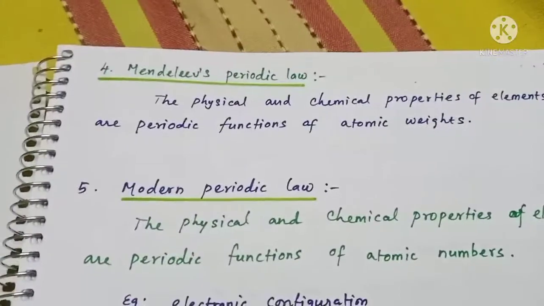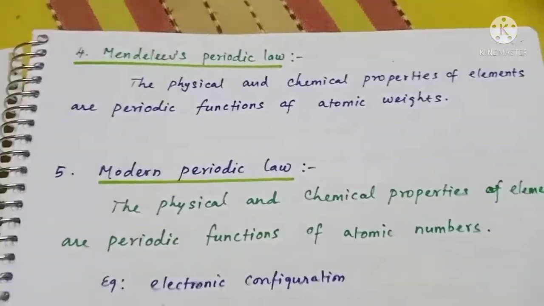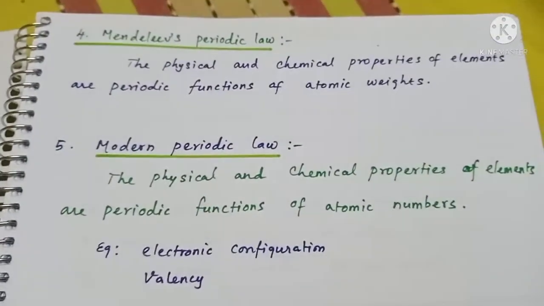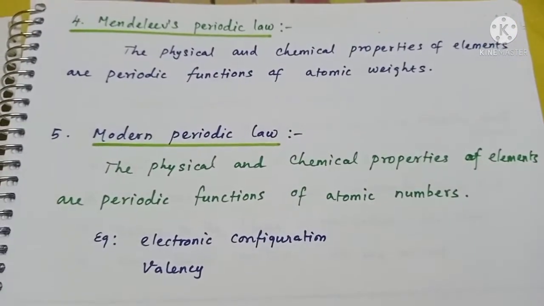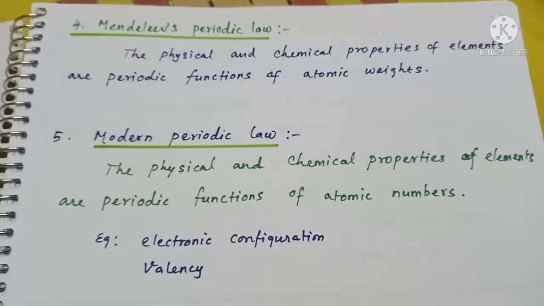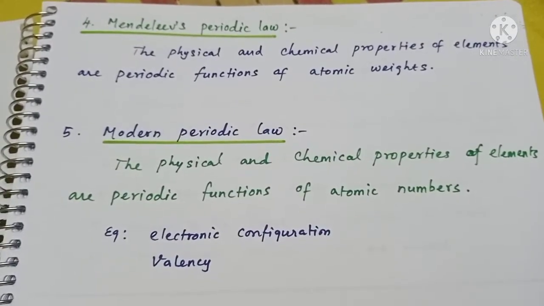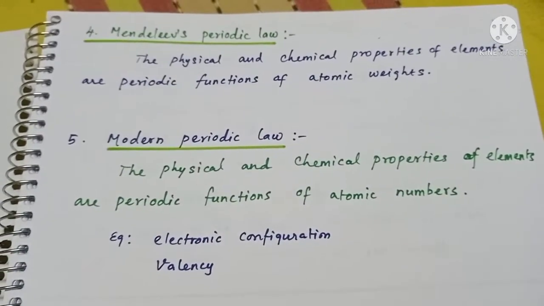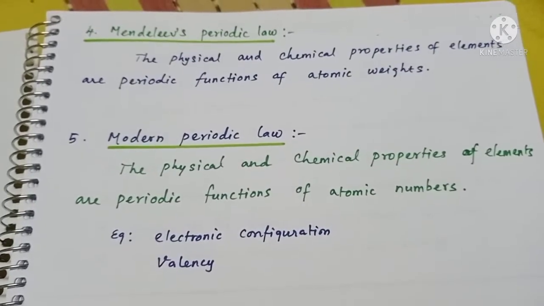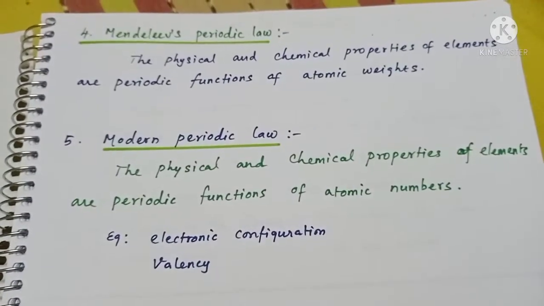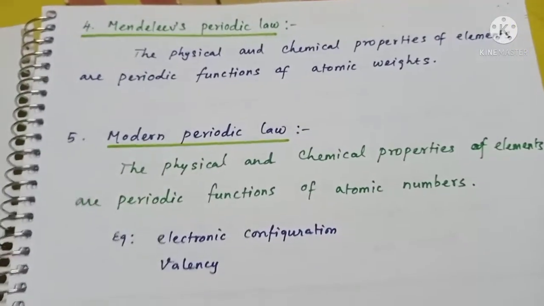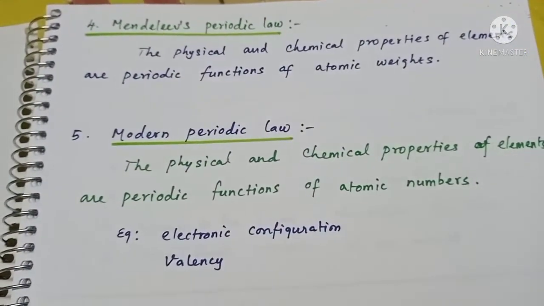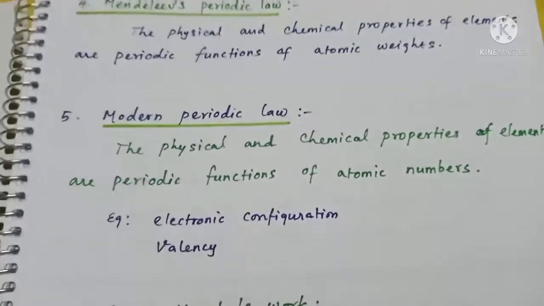The next law is the Mendeleev periodic law. This was proposed by Mendeleev. According to Mendeleev periodic law, physical and chemical properties of elements are periodic functions of atomic weights. So what Mendeleev proposed is that every property of an element is decided only by the atomic weight of the element. That is, atomic weight is the deciding factor of every property of the element. That is the Mendeleev periodic law.